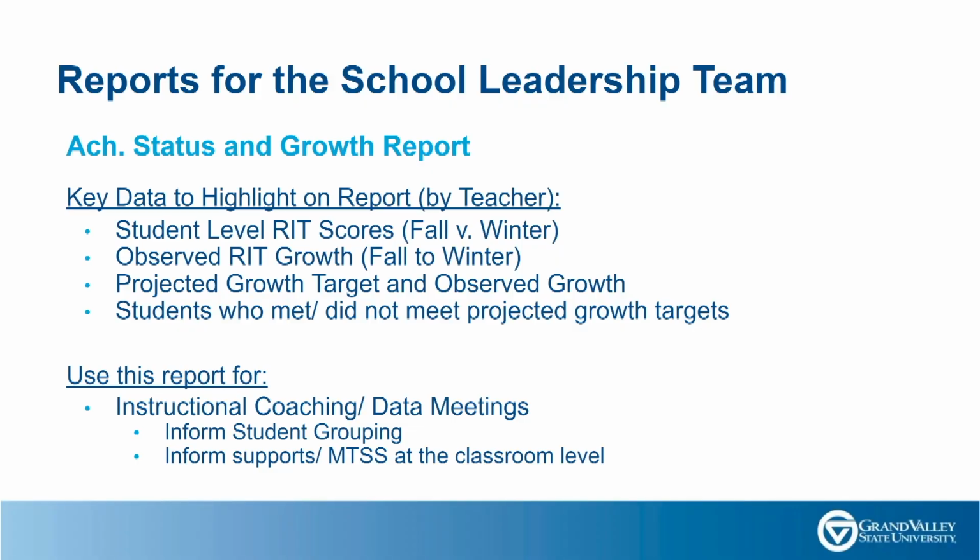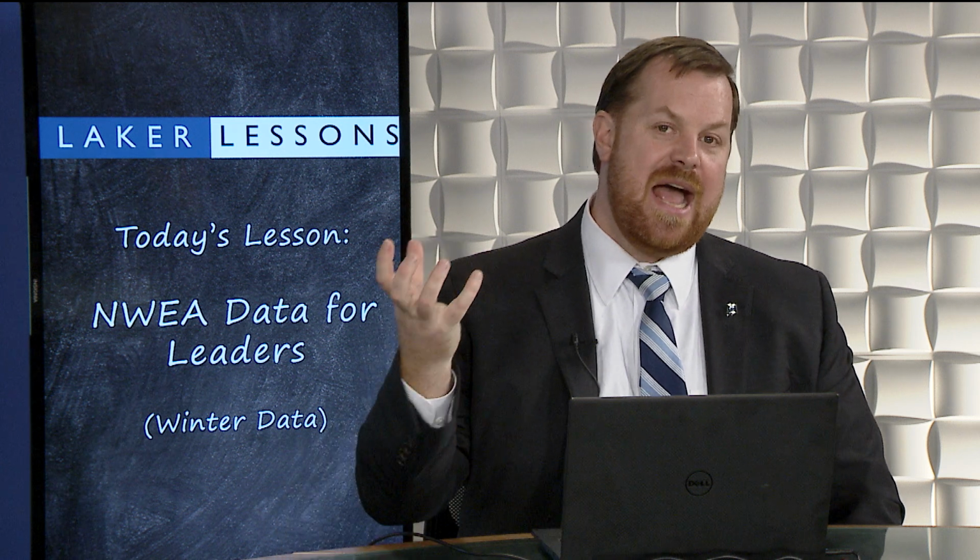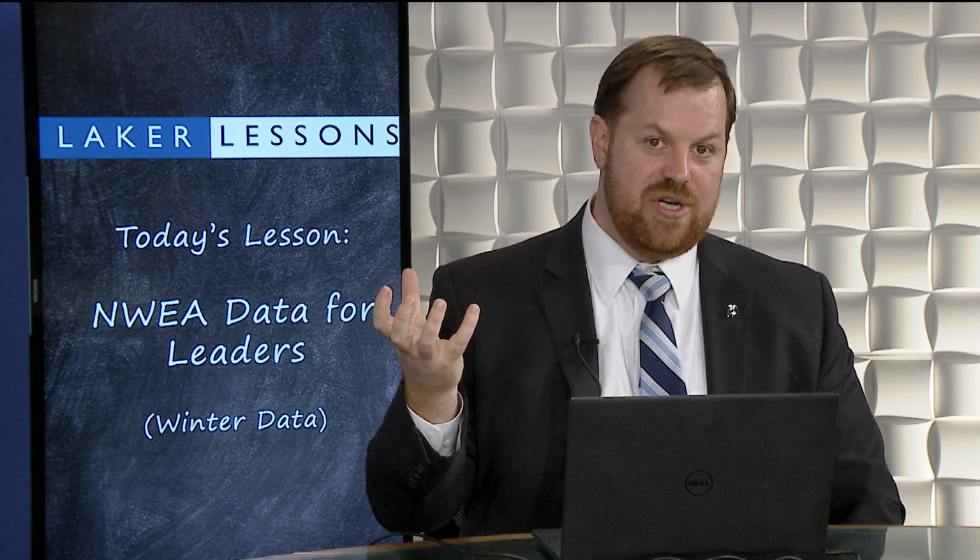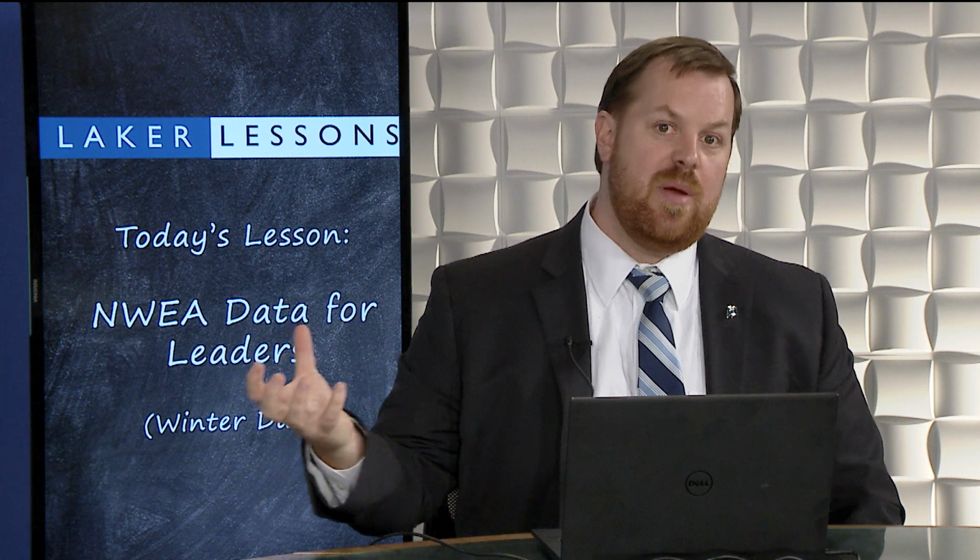The next report to look at is the achievement status and growth report. This report shows not only how students are scoring, but it highlights their Rasch Unit (RIT) growth and their projected versus their observed growth, and identifies students who did or did not meet their projected growth targets. Again, this now on the instructional leadership team level takes that high level, grade level information and breaks it down a little bit more by teacher.